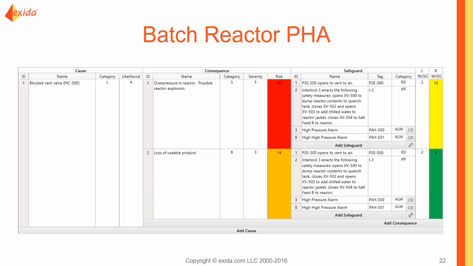So this would be a business risk. The severity is a little less. We assumed you would lose a certain amount of money by losing your product. And the same safeguards are applied here. You can see that after the safeguards are listed, your likelihood of the event happening with those safeguards in place is less.